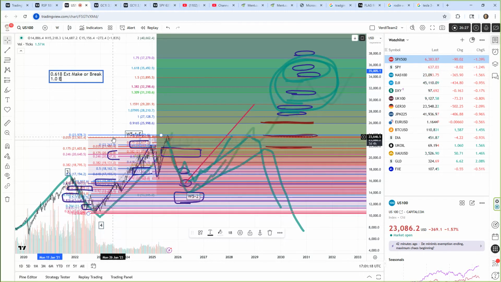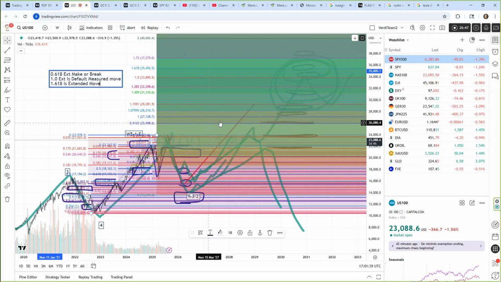1.0 extension is the default measured move. 1.618 is an extended move. Now, the defense zones also come into play here.